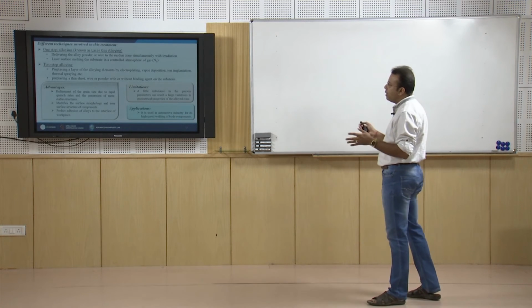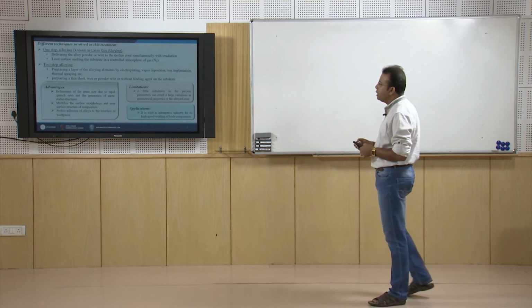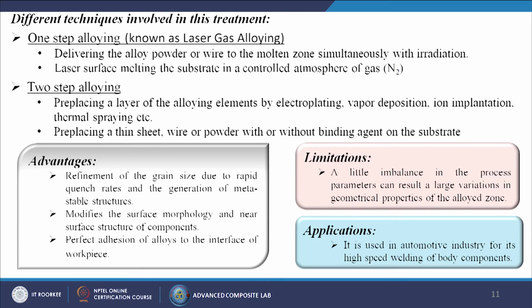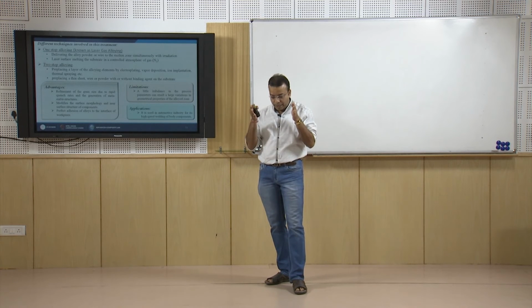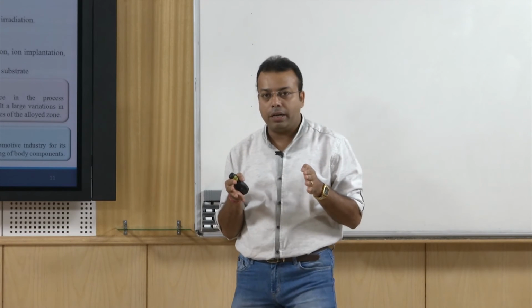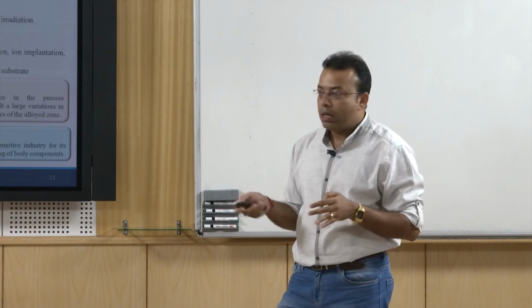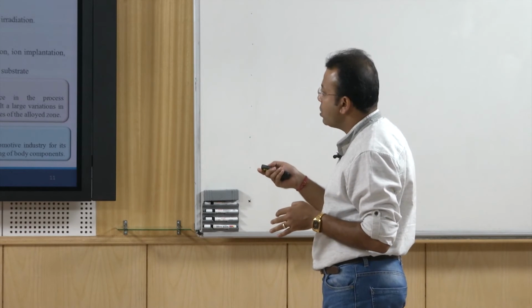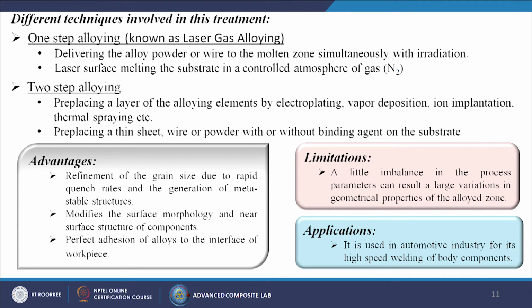Then there are several different techniques which we can adopt for chemical modifications. So, in these slides we will briefly describe laser melting and the chemical reaction process. In this particular case we first do the melting, then we do the alloying process. So, it is a two step process.